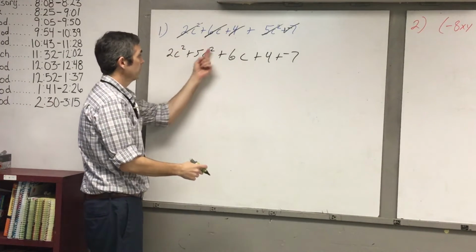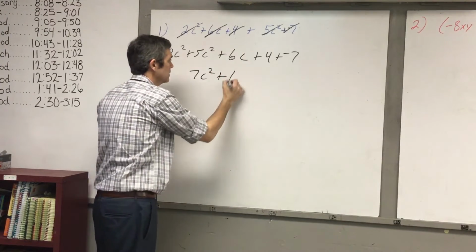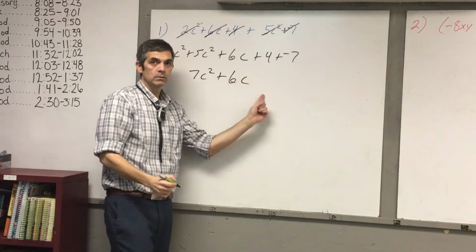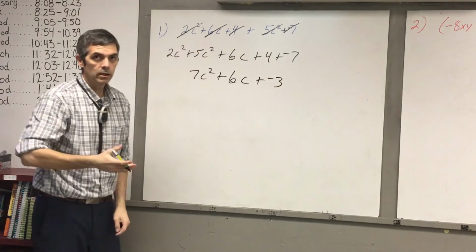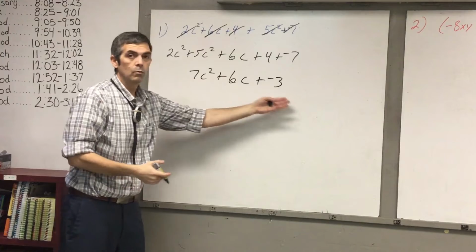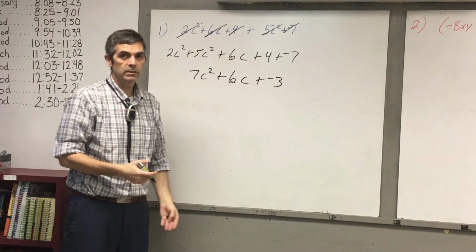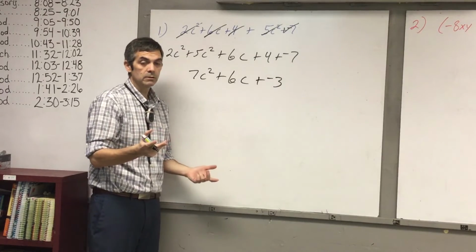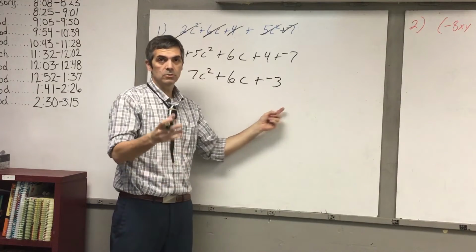Well, 2c² plus 5c² gets you 7c² plus 6c. There are no other c's with an exponent of 1, so I'm going to keep going. Plus negative 3. And then I look, can I do anything else with this? No, I do not have any other like terms in there. This is in its simplest form, which is what we want. We want these things in our simplest form, right? Because this is a lot to write, whereas this gets us to something that's manageable and workable, okay?